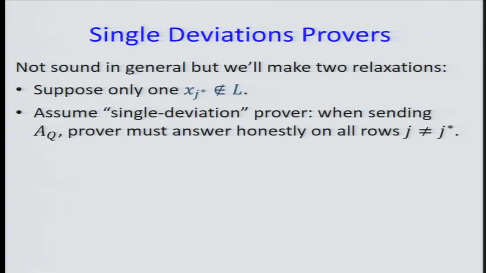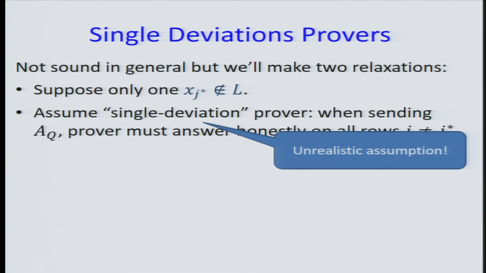The second relaxation is the more dramatic one. I'm assuming the cheating prover is behaving in a particular way. When I ask the prover to send over the answers to the PCP queries, I want to assume that in all the rows other than this bad row, which has the false statement, he's going to answer according to the unique correct PCP. We call these single deviation provers because they can only deviate on one row. This is sort of an abstraction. Whenever you tell the prover not to do anything, that's exactly what he's going to do. I don't want to assume that the prover is doing this, but at least I only want to assume this for now.